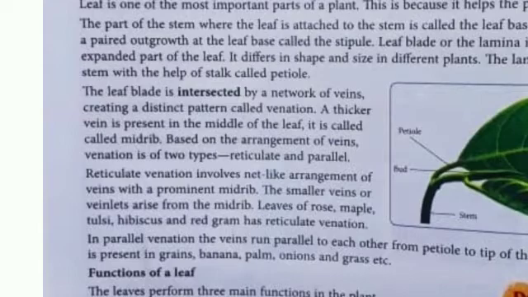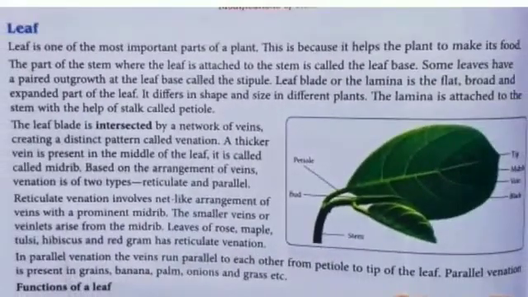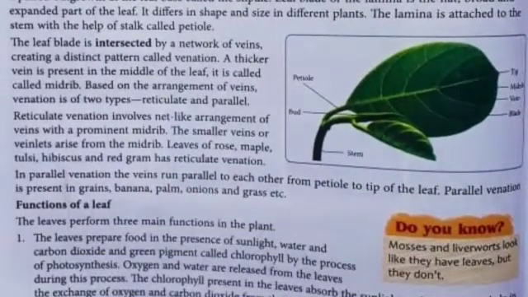In parallel venation, the easiest example is banana. You must have seen a banana leaf. It has parallel venation. The veins run parallel to each other from petiole to tip of the leaf. Parallel venation is present in all grains, banana, palm, onion and grass also.